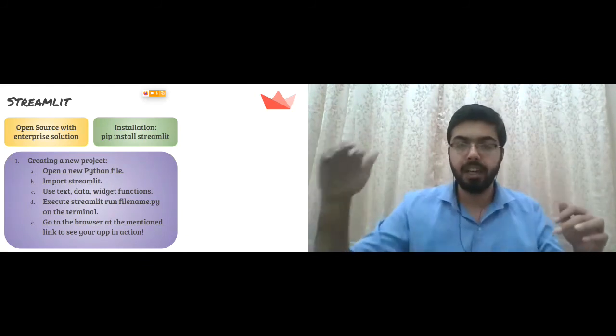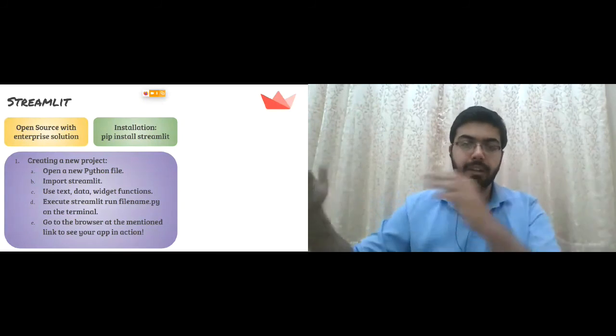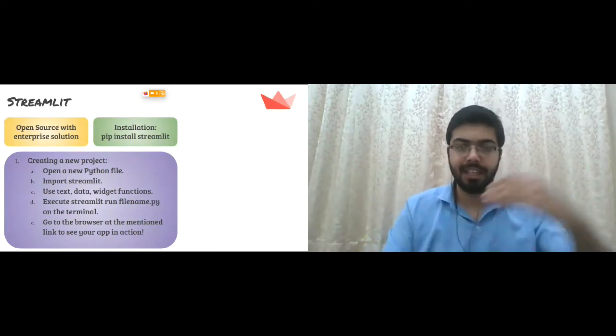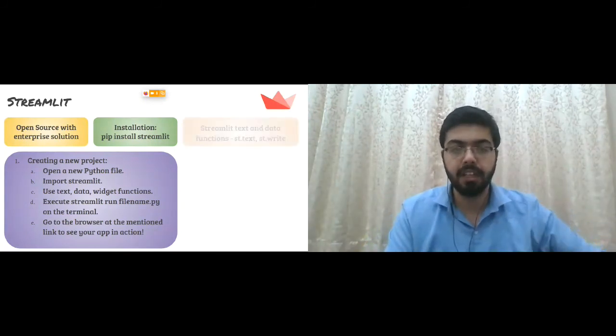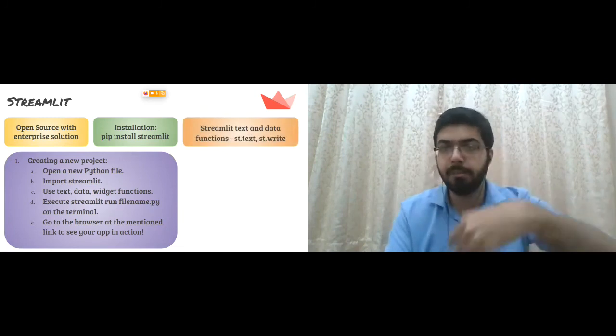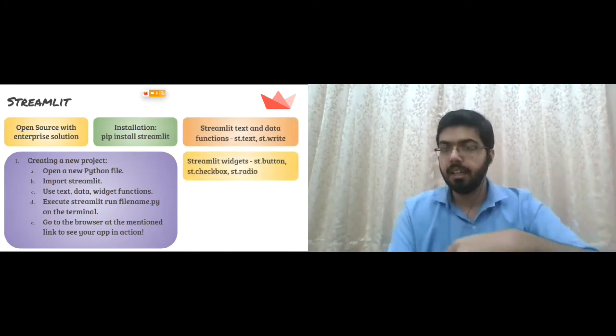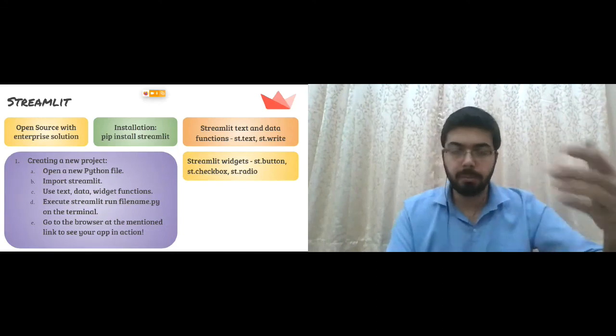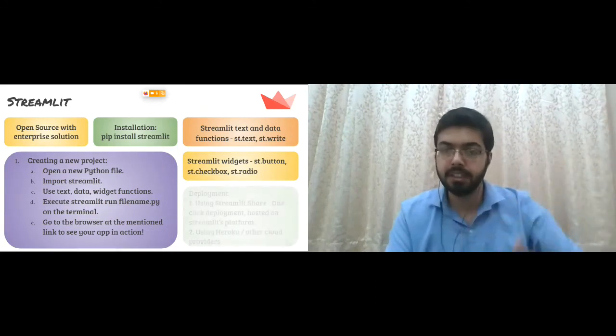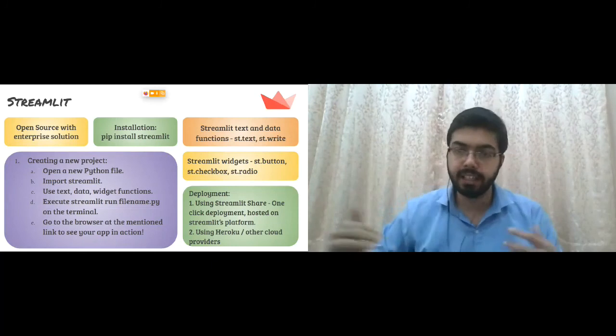So open a new Python file, you say import streamlit, you use different widgets, text, data widgets, execute streamlit run filename.py, and go to the browser. Some of them are like streamlit.text, streamlit.write. Some of the widgets are like button, checkbox, radio, again, different UI components. Just streamlit.that, and then it's ready.